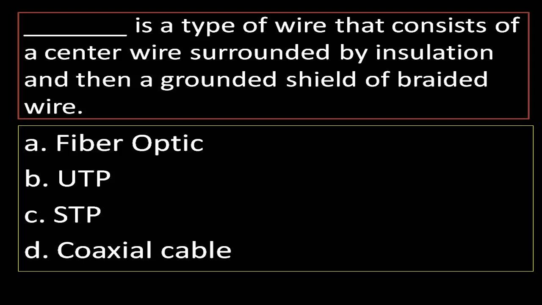Dash is a type of wire that consists of a center wire surrounded by insulation and then a grounded shield of braided wire. Option A fiber optic, option B UTP, option C STP, and option D coaxial cable. And the right answer is option D coaxial cable.